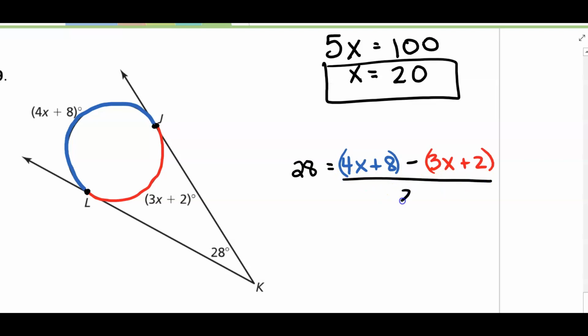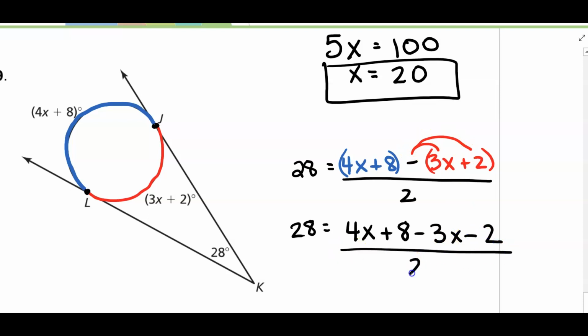Divide by 2. We need to be real careful in this numerator here because I have to acknowledge that it's minus this entire expression of 3x plus 2. So I'm, in a sense, distributing that subtraction. So I have 28 equals 4x plus 8 minus 3x minus 2. And that's all divide by 2.